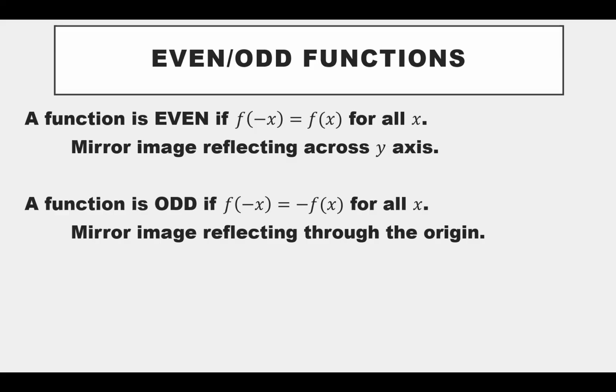Now, what an odd function looks like, it looks like it is a mirror image of itself reflected through the origin. So every point, which is x value comma y value, has a corresponding point negative x value comma negative y value.